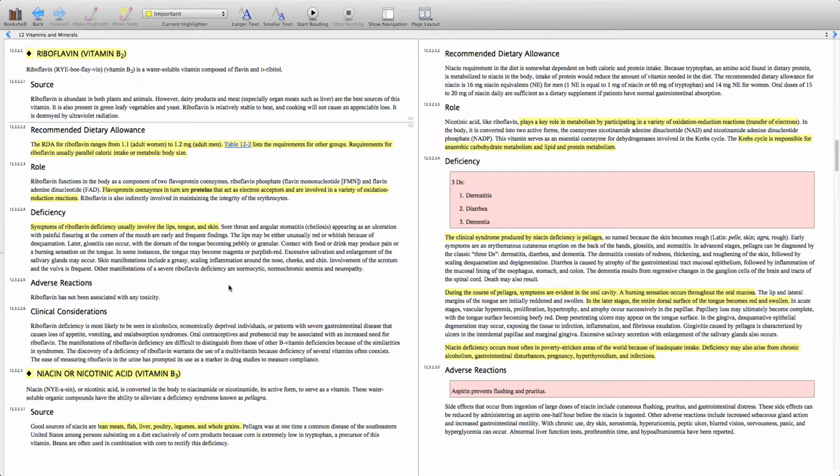Niacin is vitamin B3. Nicotinic acid. My husband always likes to say that. Good sources of niacin are lean meats, fish, liver, poultry, legumes, and whole grains. Now this is where the pellagra comes in.